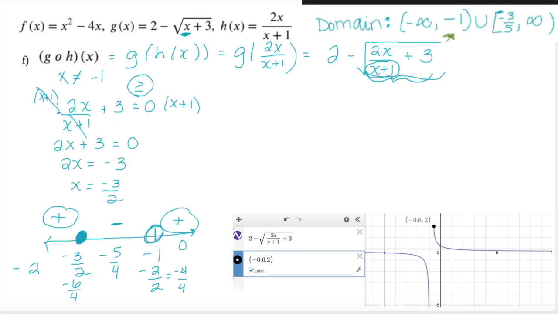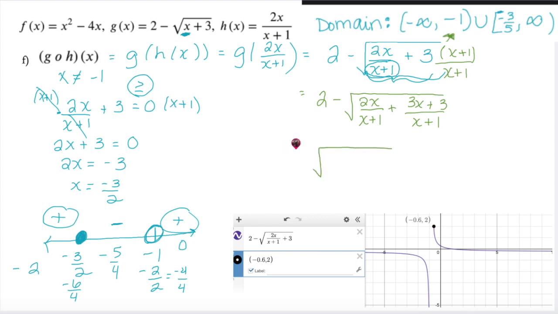If I wanted to simplify underneath our radical to combine these, we need a common denominator of x plus 1. I would now have 2 minus 2x over x plus 1 plus 3x plus 3 over x plus 1. And now that we have a common denominator, we can combine like terms. Oops, need some room for the 2. 5x plus 3 over x plus 1.